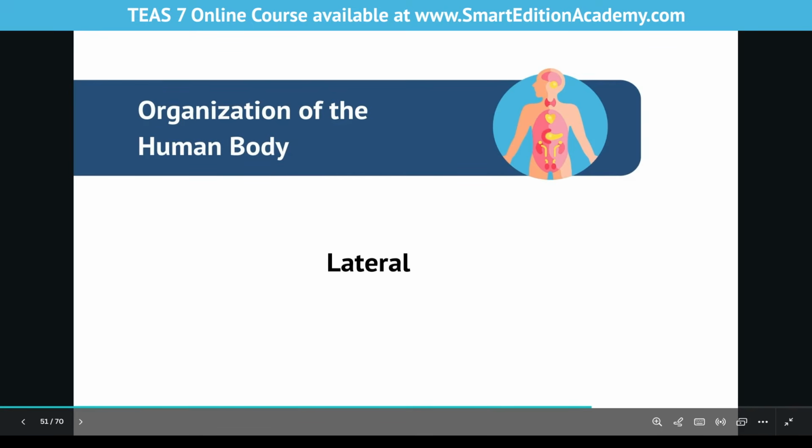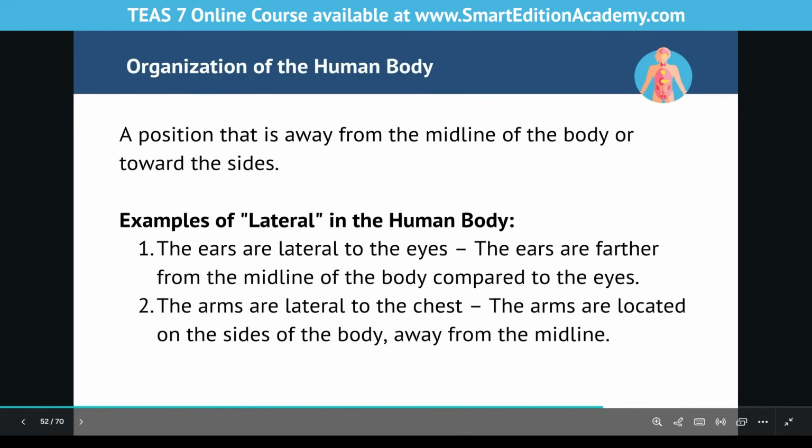Lateral. A position that is away from the midline of the body or towards the sides. An example of lateral in the human body would be the ears are lateral to the eyes. The ears are further away from the midline of the body compared to the eyes.